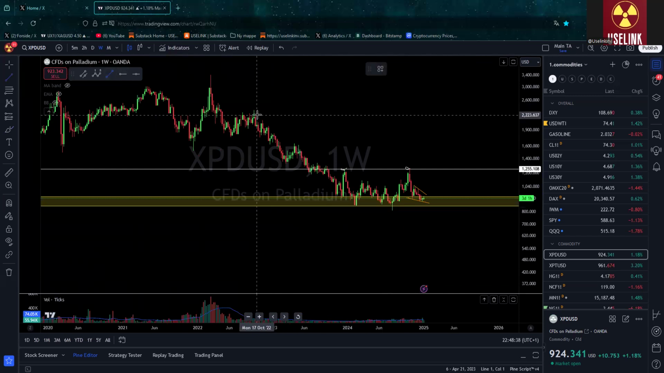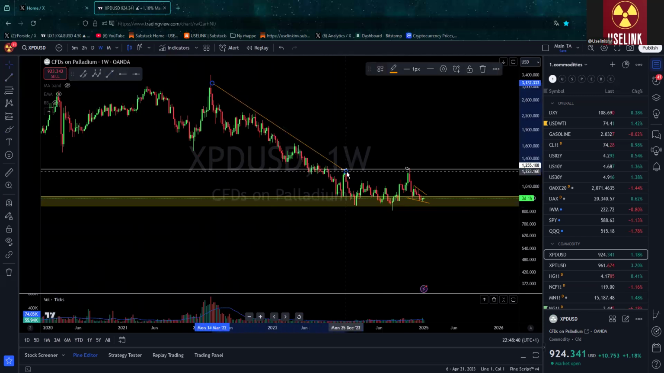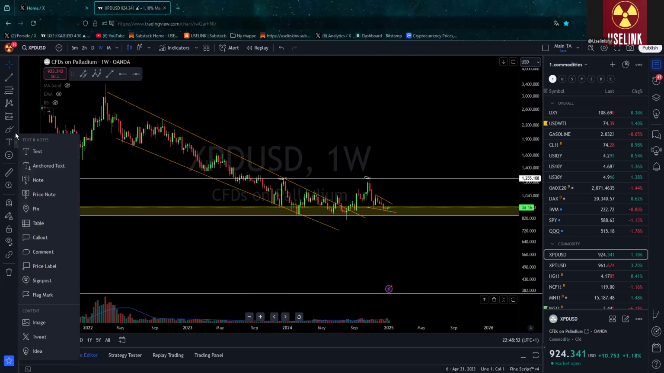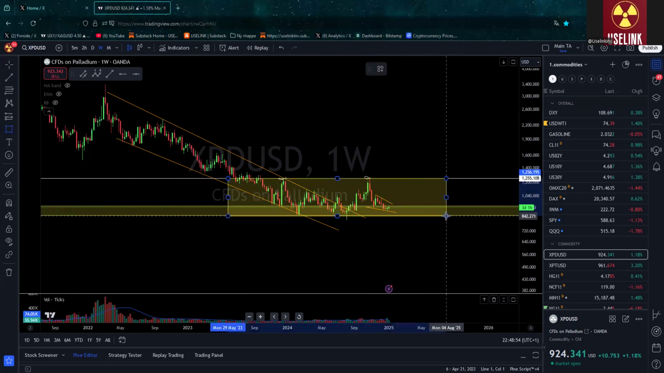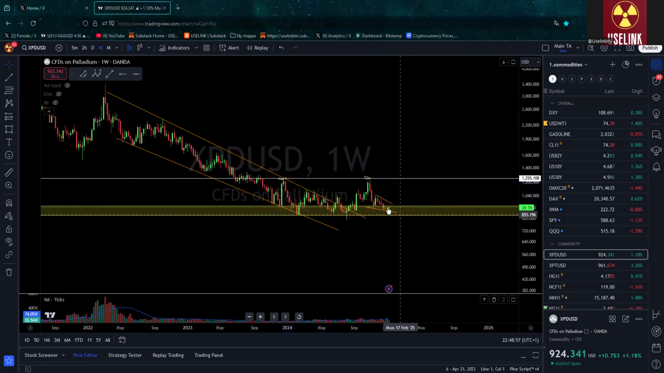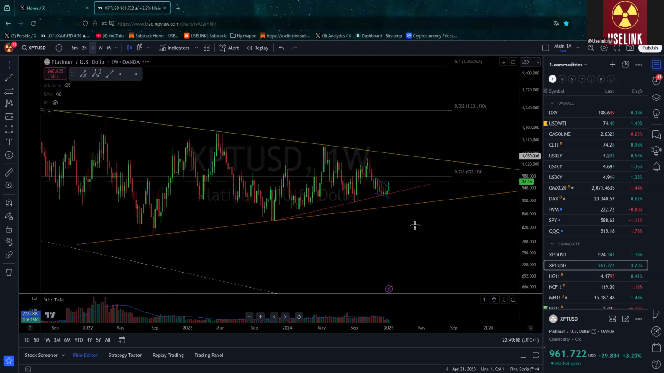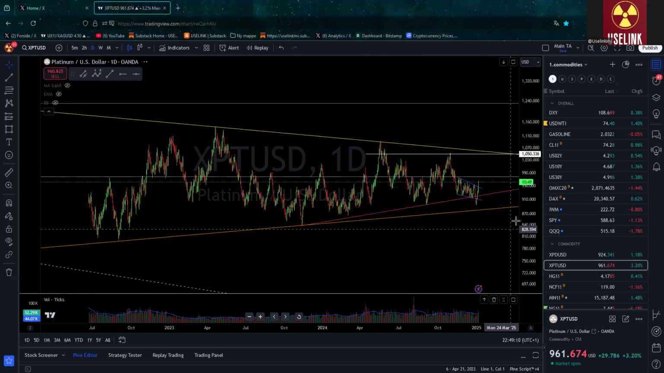I also note here the entire downtrend is broken. So we have the downtrend broken right here. That is the big downtrend from 2022. Broken here, and now we're going sideways. So this is our sideways, hopefully the bottoming of this whole thing here for palladium. But it is, I wouldn't say struggling, but it's definitely playing with a lot of support here.